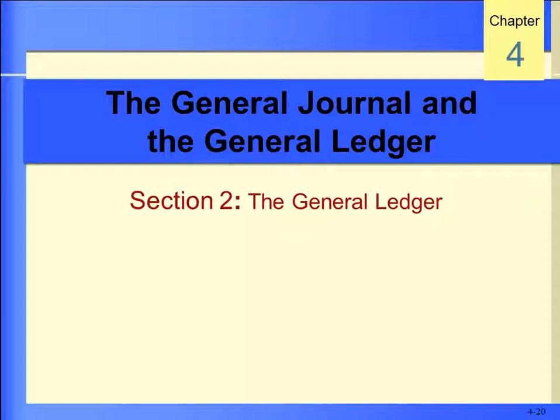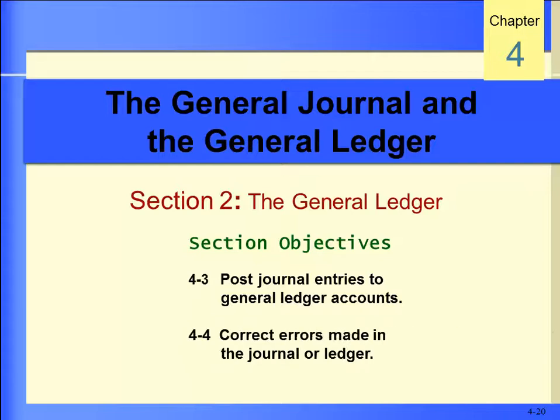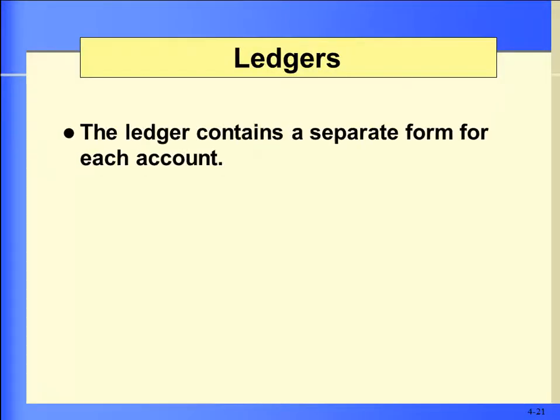So here's the general ledger. After you write down your journal entries, you post them into the general ledger. And the general ledger basically keeps a running account of each transaction. As you can see, it's better for an audit trail. And we'll talk about errors as well. So the ledger contains a separate form for each account.